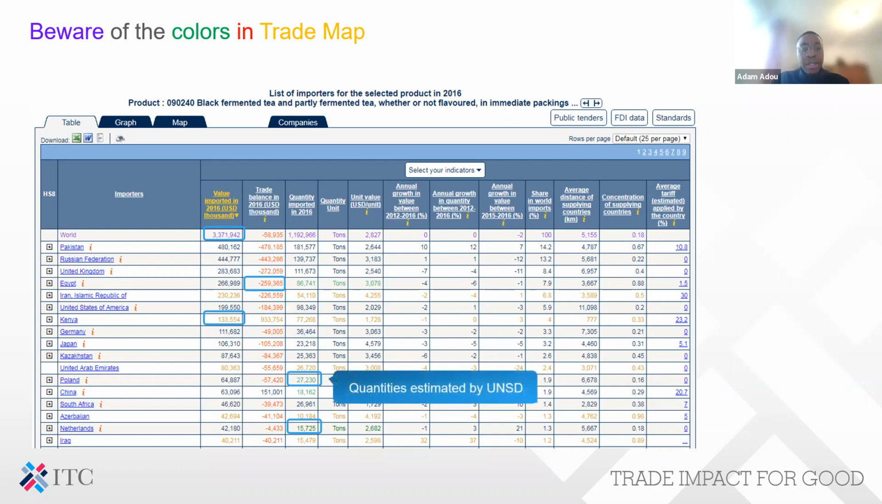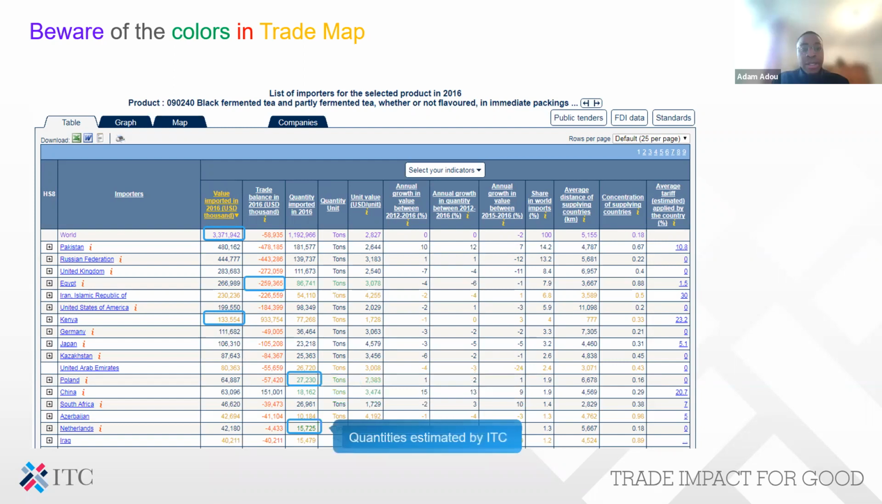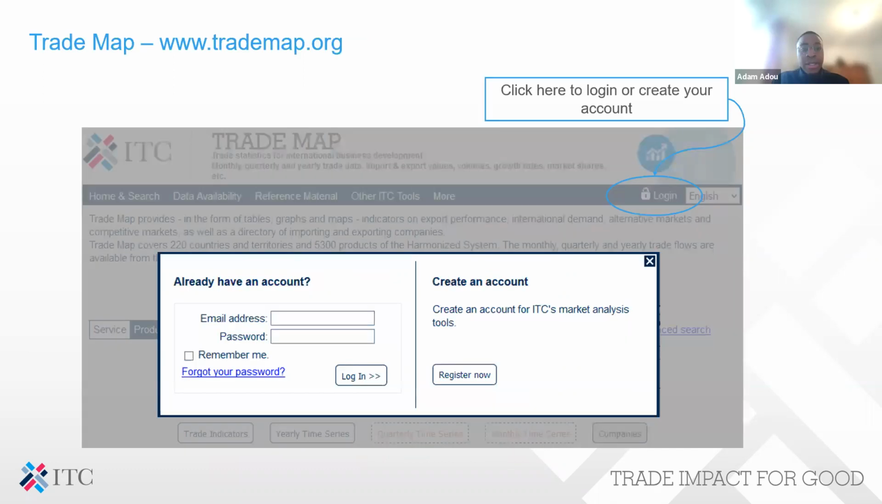Then you will have two other different colors in green. So light green will be the quantity estimated by the United Nations Statistics Division, and in dark green, you will have the data estimated by ITC. So here it is for the color code.